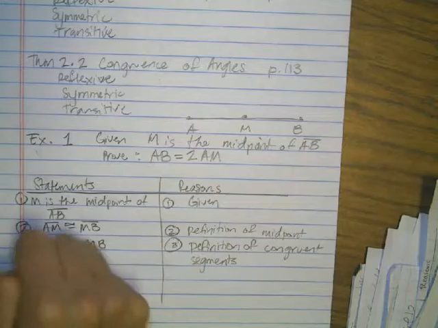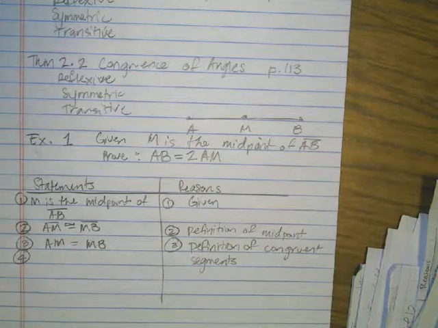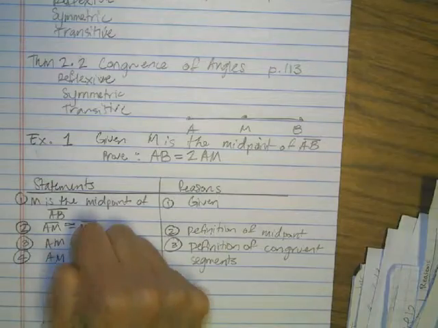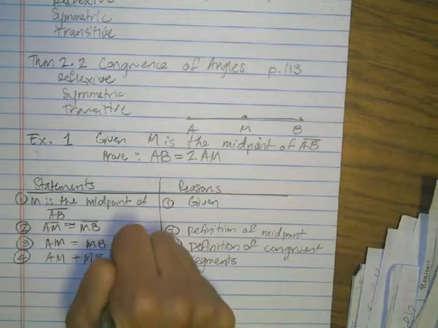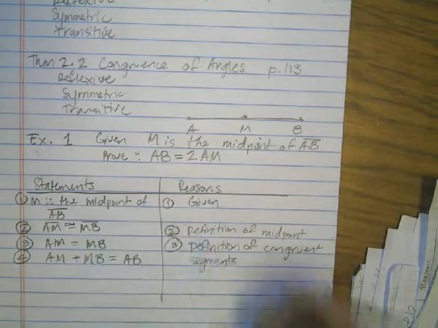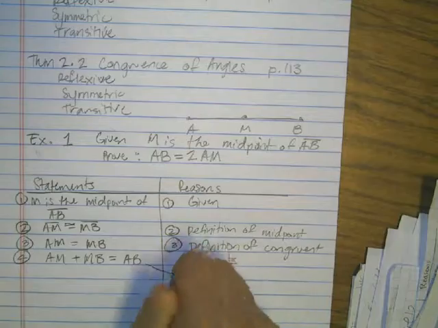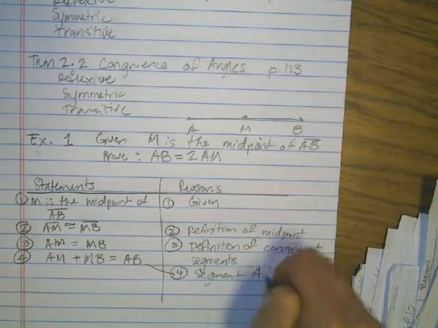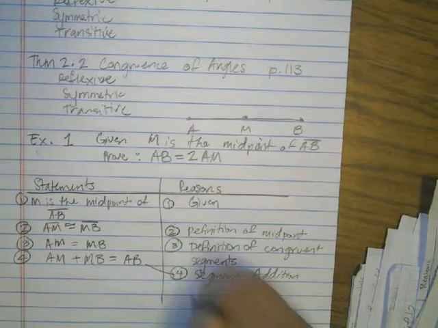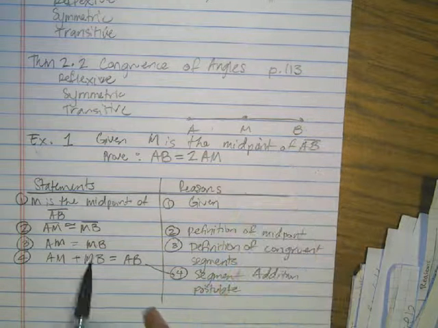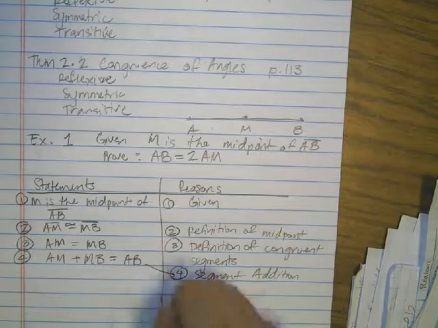Okay? 4. I'm going to say AM plus MB equals AB. And that is the segment addition postulate. Sorry, it should go down here. If you have two segments that make up a big segment, their measurements added up equal the measurement of the big segment.